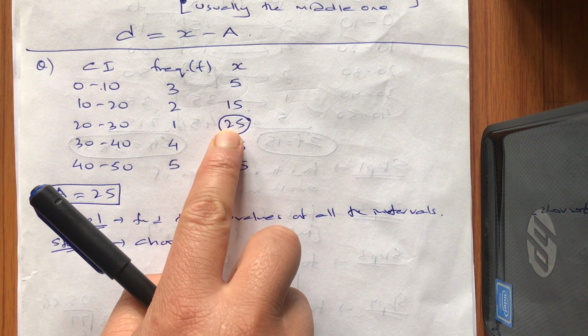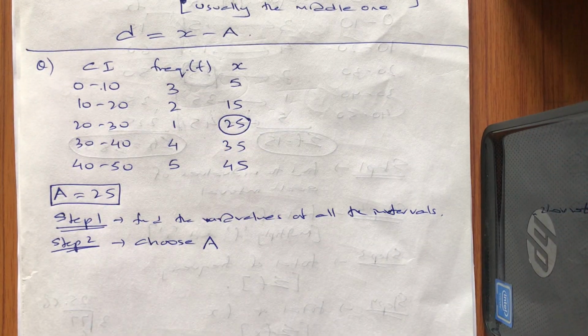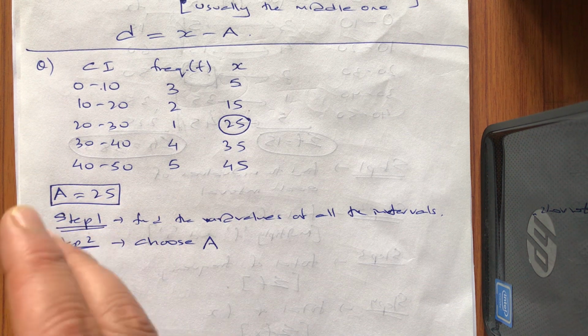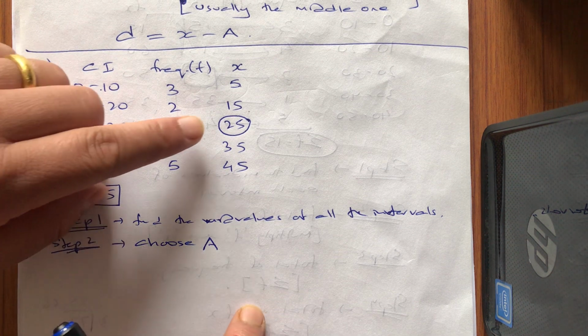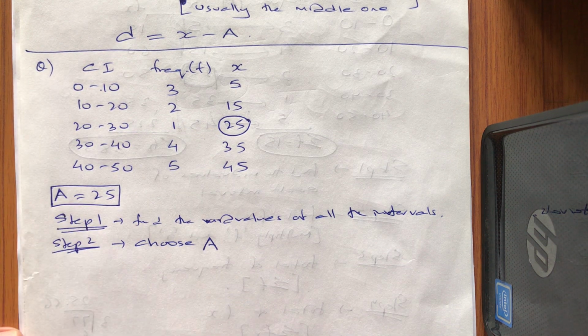But every time it's not 25. It could be some other values also. But right now in this particular question, 25 lies exactly in the middle. So we have chosen 25 to be our assumed mean. Sometimes 35, sometimes 45, sometimes 28, whatever, any value that comes exactly in the middle of your mid values, we choose as your A. So A is also done.